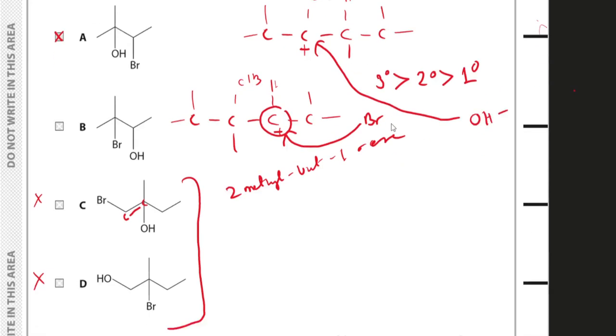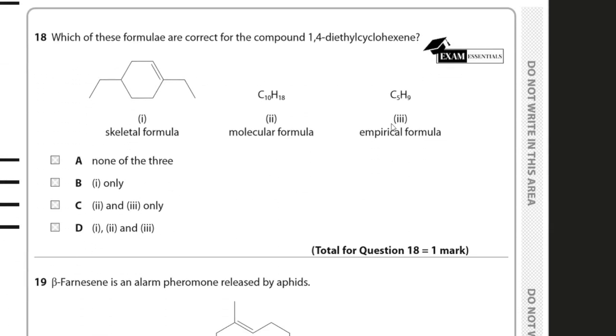Now moving on, number 17. Which of these formulae are correct for compound 1,4-diethylcyclohexane? Okay, first things first, we need to check out the skeletal formula down here. It says 1,4-diethylcyclohexane. So this is our cyclohexane, and we can see it's connected at 1,4. The first ethyl group is connected with the first carbon, while the second one is connected with the fourth carbon atom down here. So the skeletal formula matches with the provided compound's name.